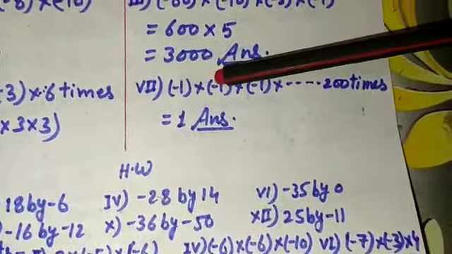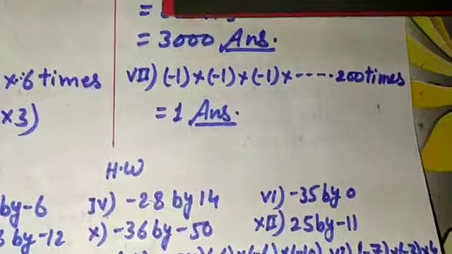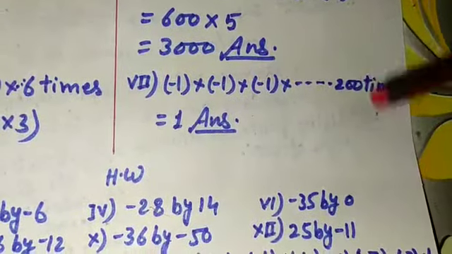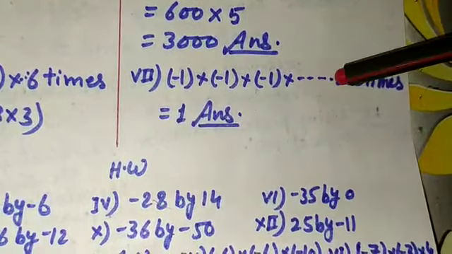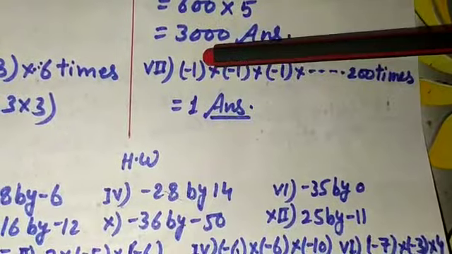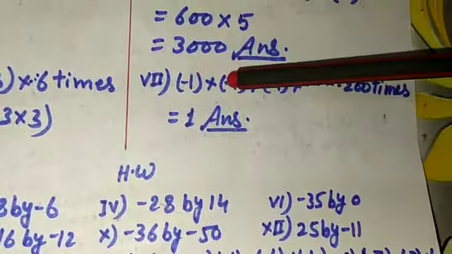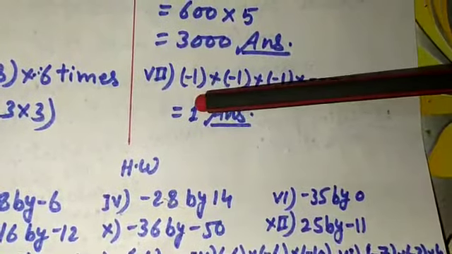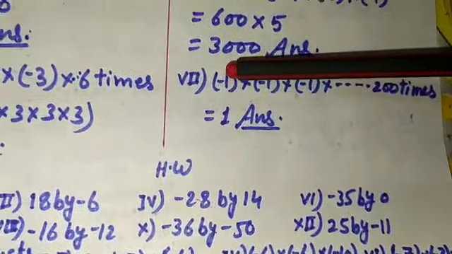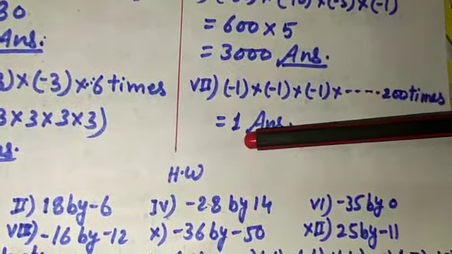Here minus 1 into minus 1 into minus 1, 200 times. Students, if minus 1 is multiplied 200 times, which means even times, therefore the result will be in positive, and multiplication of 1, 200 times will be 1. Therefore minus 1 into minus 1 into minus 1, 200 times is equal to 1.